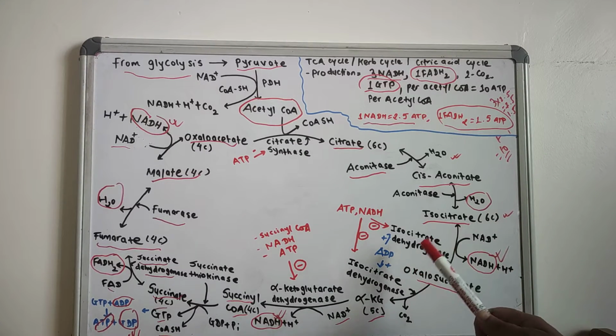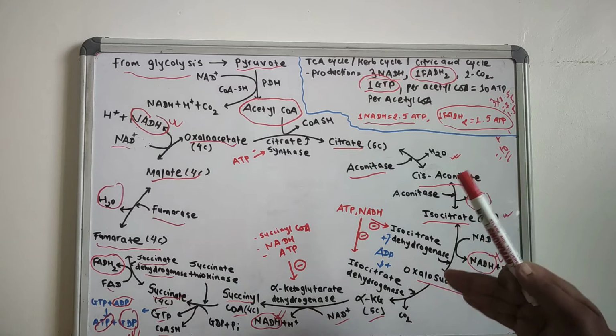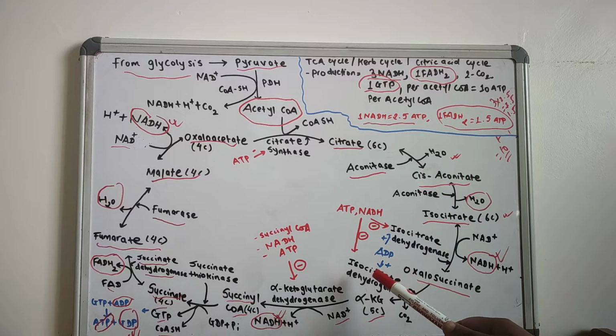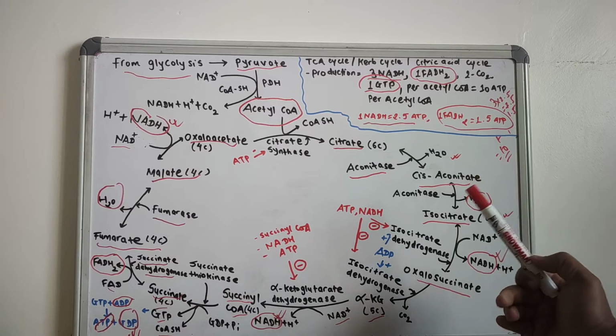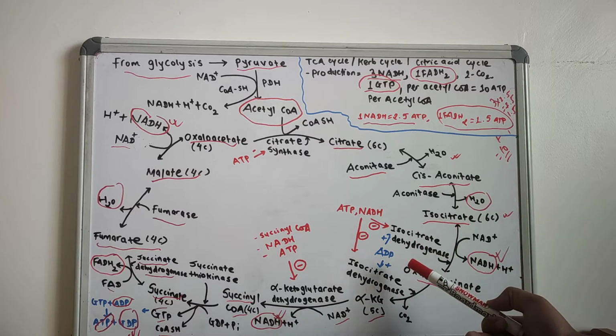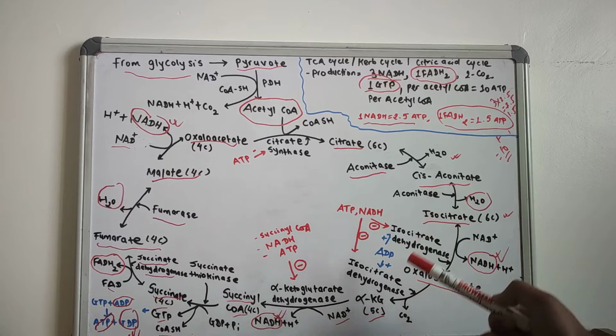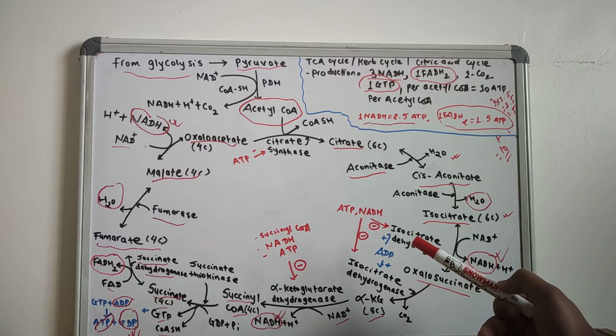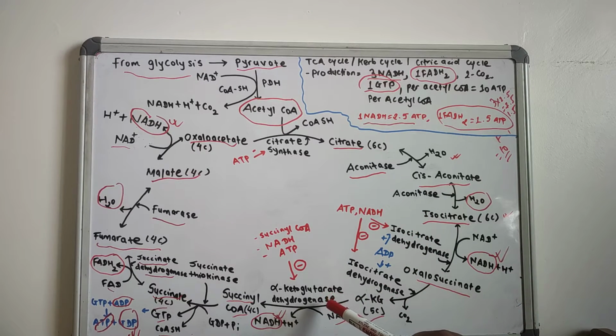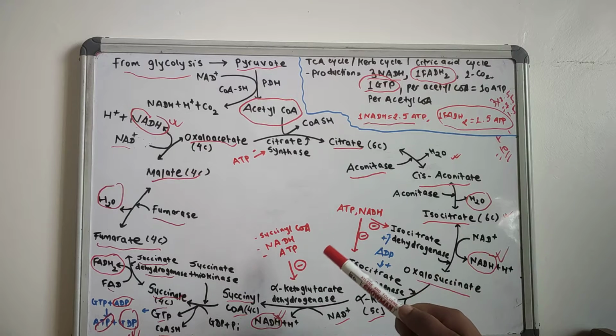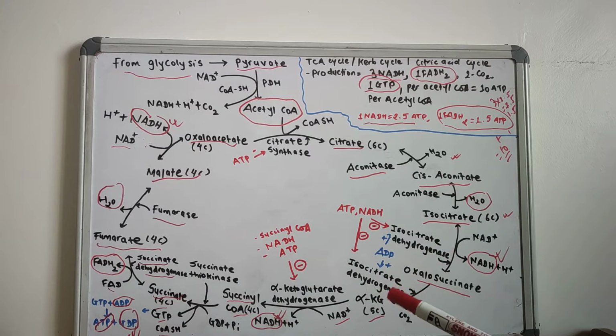Another is the action on isocitrate dehydrogenase. ATP and NADH inhibit the enzyme isocitrate dehydrogenase, and ADP activates the enzyme isocitrate dehydrogenase. Also, alpha ketoglutarate dehydrogenase is inhibited by succinyl coenzyme A, NADH, and ATP. You have to know this clearly. So you have to think like that.